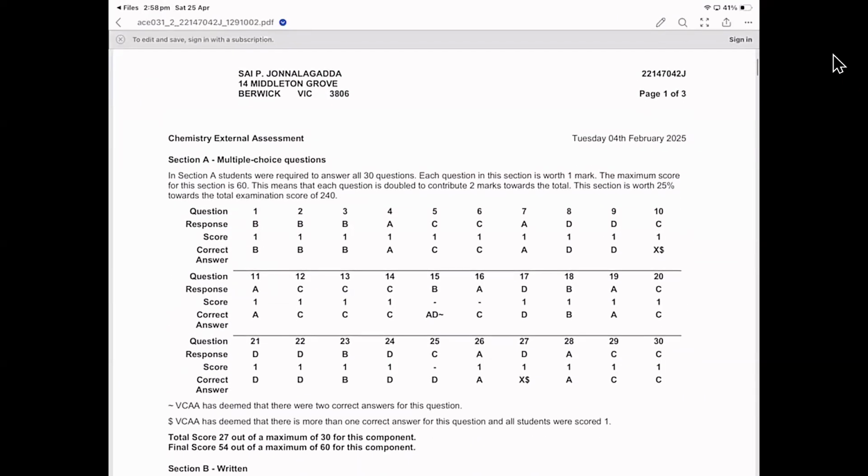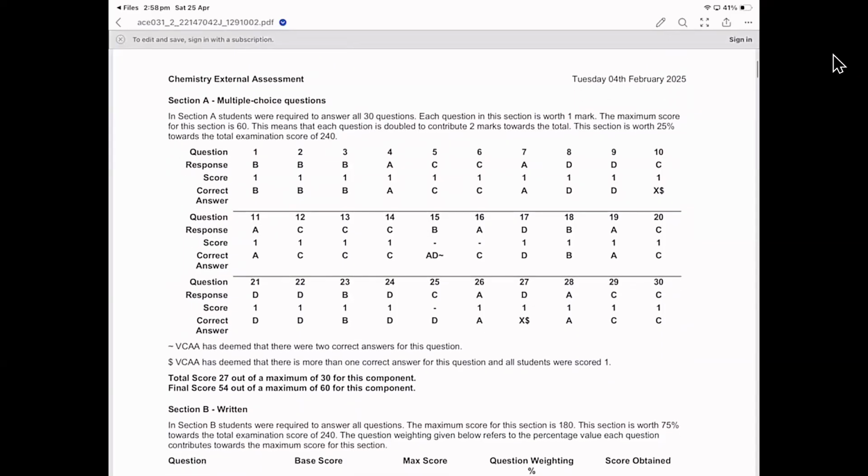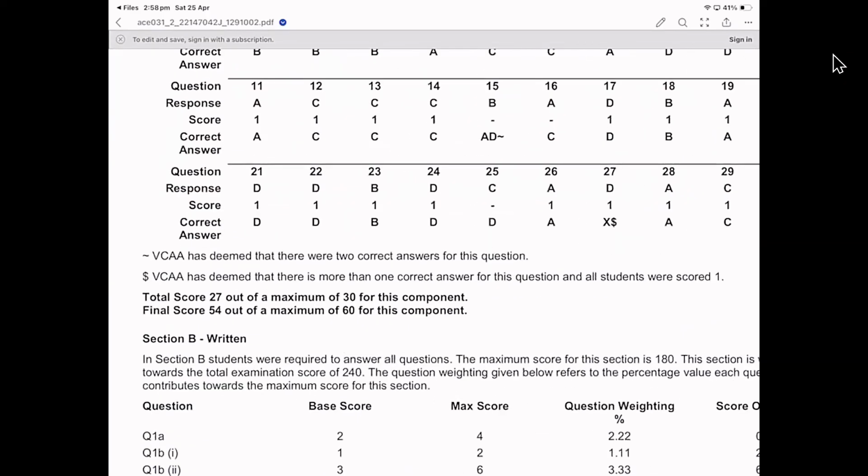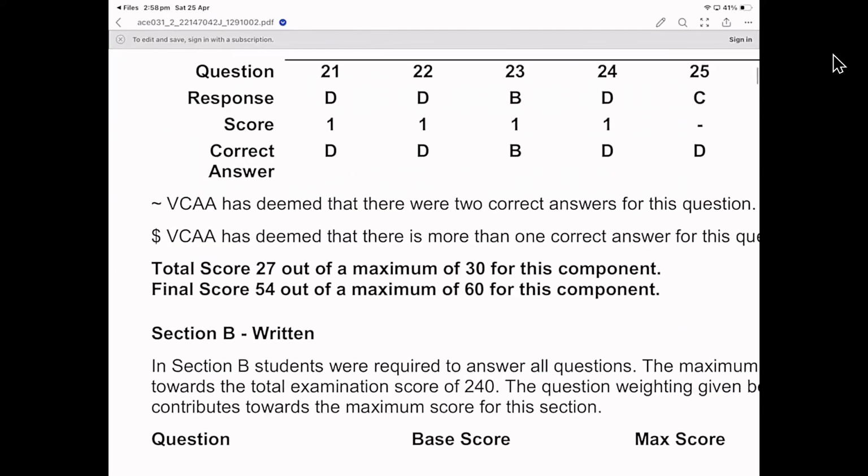This is one of the students who did VCE 2024. So you can see the multiple choice questions. In chemistry, there are 30 multiple choice questions. You have to definitely cross 25 out of 30, otherwise you are not going to get a good result. That's the nature. Now you can see this student scored 27 out of 30.